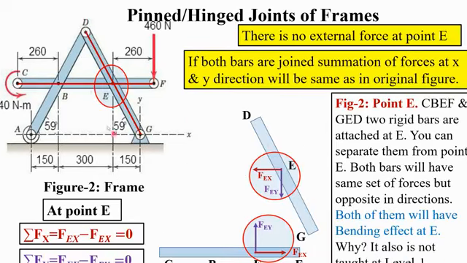Now come to case 3, both members are connected inside the bars or inside the members, not at the edge, like this. So it will also have two sets of reactions, two sets of forces, x and y, and the summation will be 0 similarly. Both of them will have a bending effect at E, but we are not going to express it in this level. And as there is no external force, the summation will be 0.